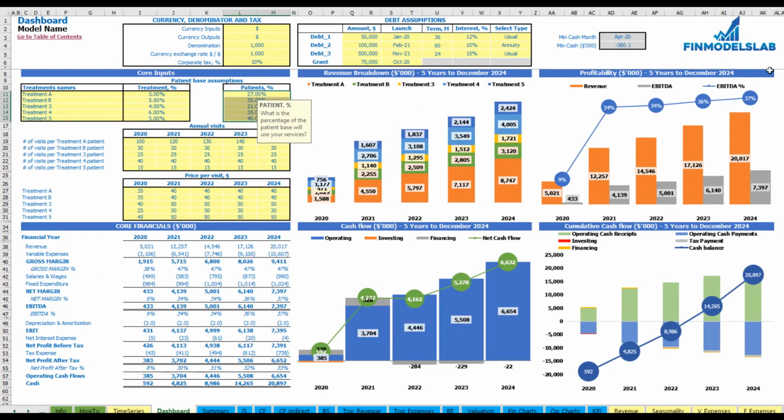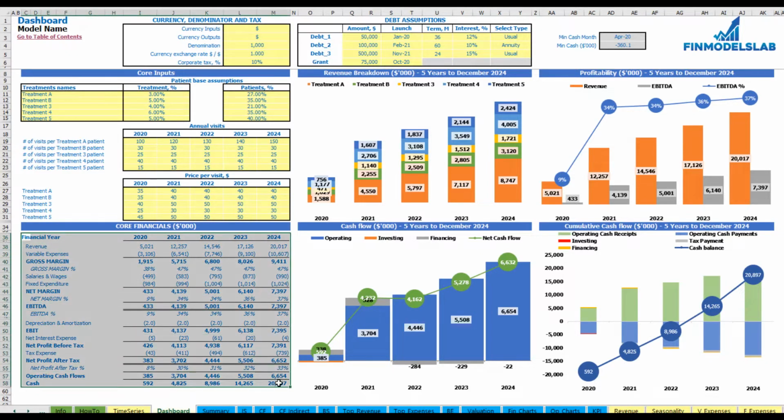So once you set up all these inputs for revenue, for seasonality, the patient-based inputs, and your variable, fixed and wages expenses, you may see the core charts, which are profitability, the revenue breakdown, the cash flow, cumulative cash flow, and see the core financials by main categories and by years.